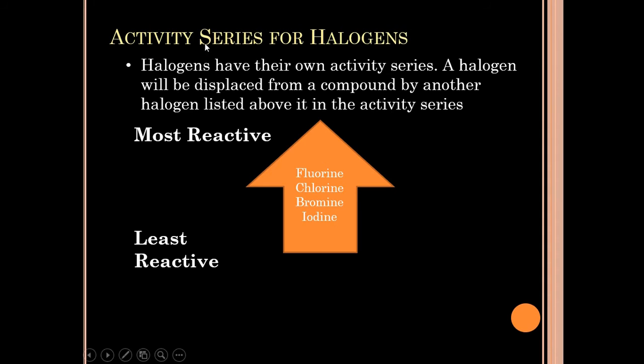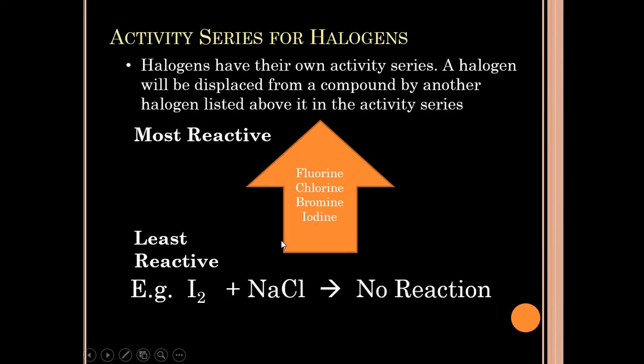Okay, there's also an activity series list for halogens. Halogens have their own list. Fluorine is the most reactive and the least reactive is iodine. And let's do an example. Is iodine strong enough to kick out chlorine? So is iodine above chlorine? No, it is not. So therefore it is not strong enough to kick out chlorine, so there's no reaction.